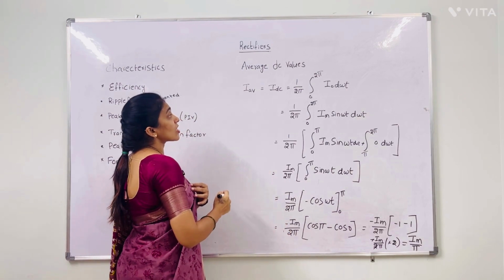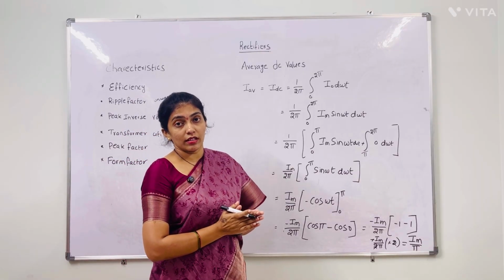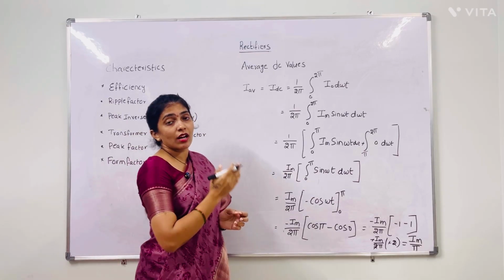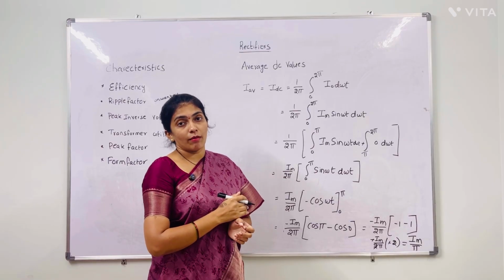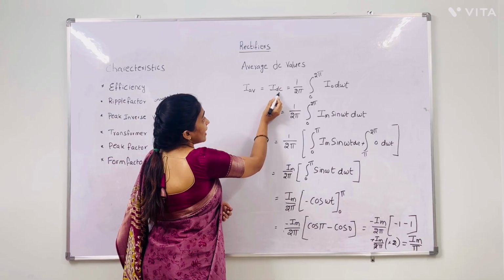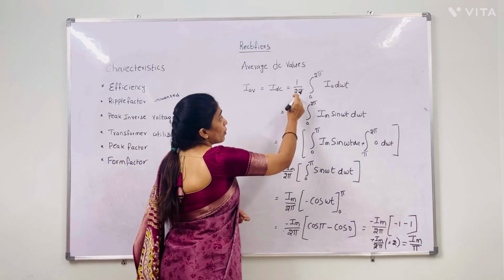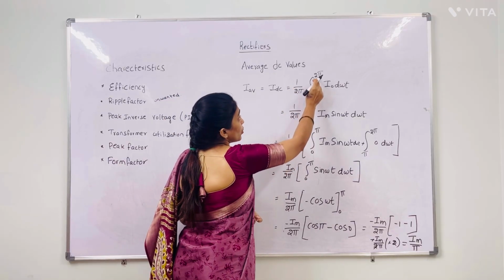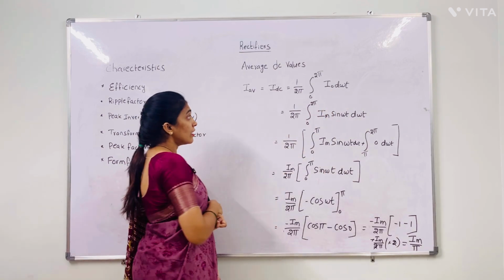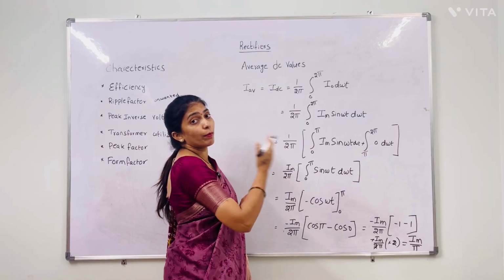So here the average current is the output current at the output of the rectifier, that is IAV. We know the output voltage or output current is in DC form, so IAV, the average current, equals IDC, the DC current. The formula is 1 by 2 pi integral 0 to 2 pi I naught d omega t, right?